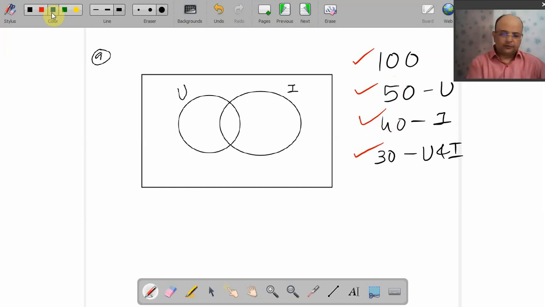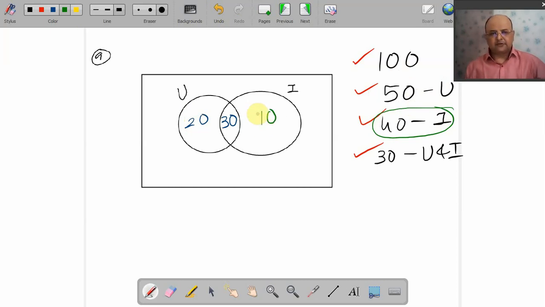But I told you in the beginning only, we always start with intersection. Good. So I start with this is 30. Here we have 30 students who like both upma and idli. But for upma, total number of students liking is 50. So here I should put only 20. Clear? Total number of students who like idli, ideally, it is 40. So I should write here 10.